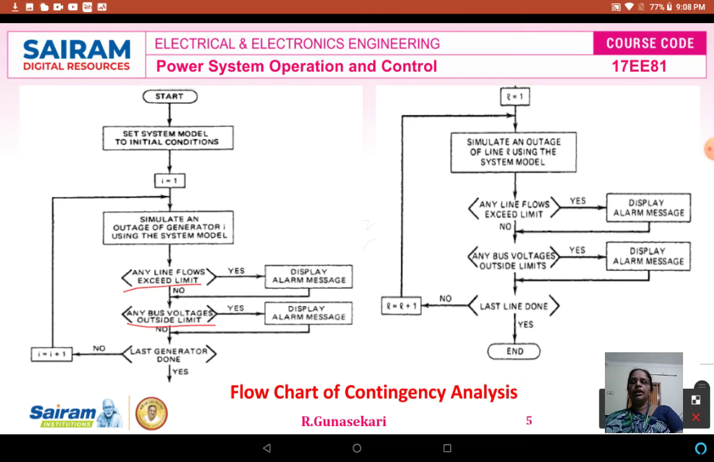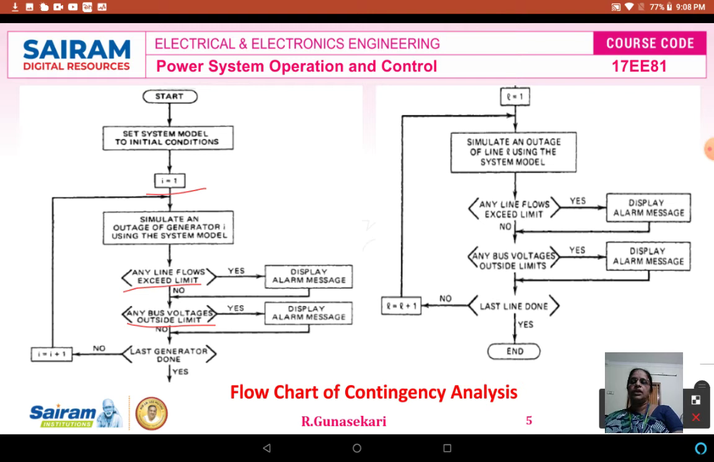Okay, then this is the last generator check. Otherwise, if the bus voltage is not outside the limit, this is not the last generator. This is the first generator only. So again the loop continues.